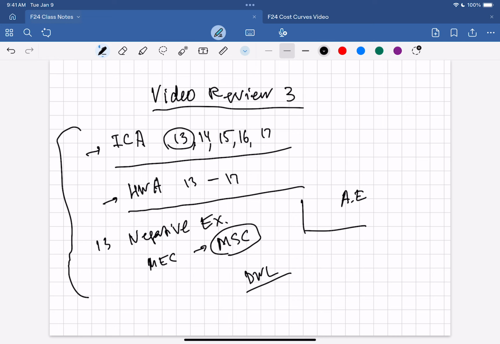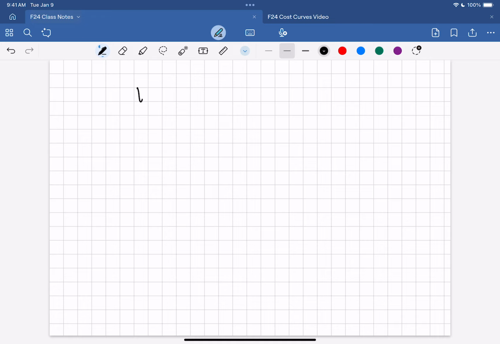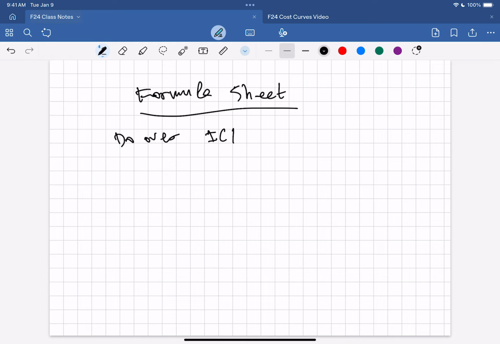As you're working, maybe you will realize what to put on that formula sheet. Remember, you can have a formula sheet. So do over the in-class assignments. This way you will see what you will need on this formula sheet. Okay, what else? Basically this stuff.